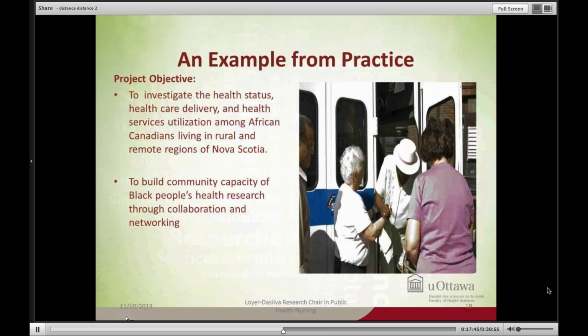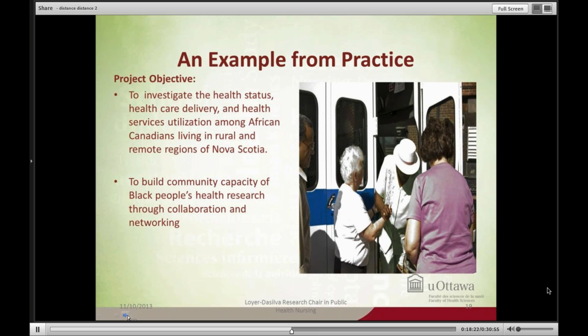One of the examples I would like to share with you is a research study that was conducted in Nova Scotia. The purpose of that study was to investigate the health status, healthcare delivery, and health service utilization among African Canadians living in rural and remote regions of Nova Scotia. Another objective was to build community capacity of the Black community people involved in this study, so they can look at the health research through this collaboration and networking.